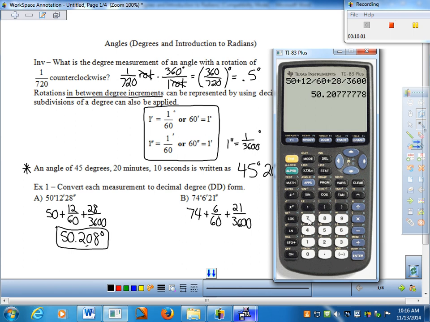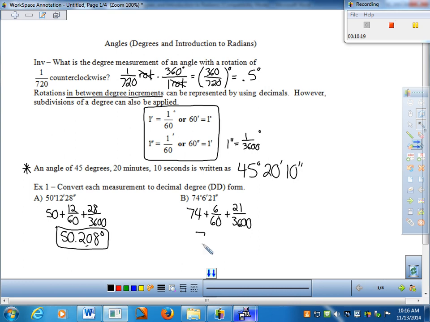And without too much issue here, hopefully, let's do the 6 divided by 60 and 21 over the 3600. Okay, I think I've got that ready to go. And that looks all right. So again, I'm going to round to 3 decimal places. I have 74.10, and it looks like I saw a 6 on that, degrees. Really nice. So DMS to DD. Cool. Let's switch it up.